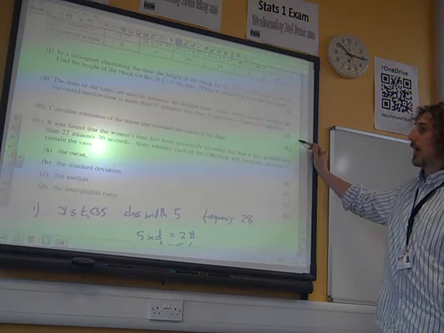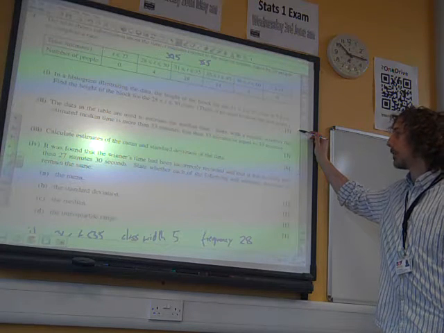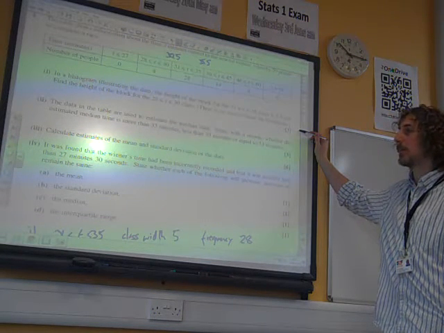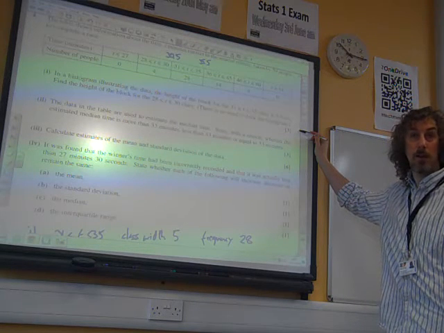Part 2. The data in the table are used to estimate the median time. State with a reason whether the estimated median time is more than 33, less than 33, or equal to 33 minutes.